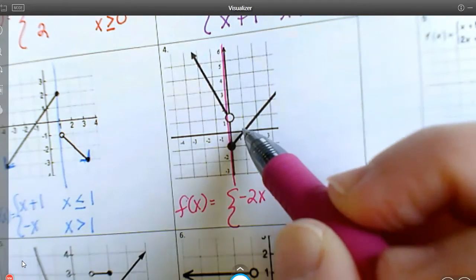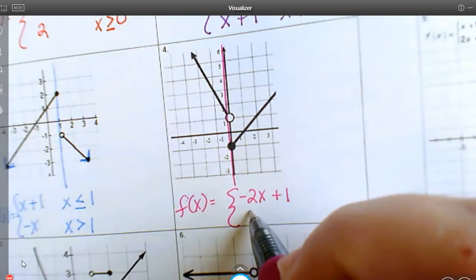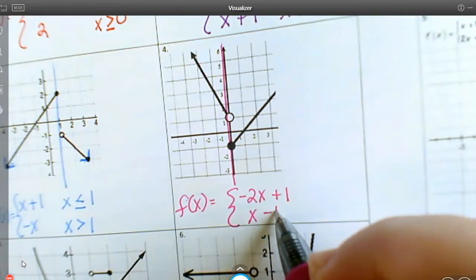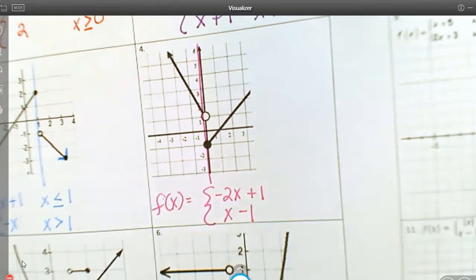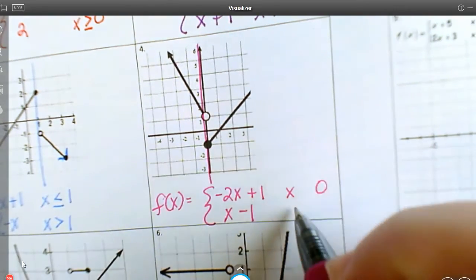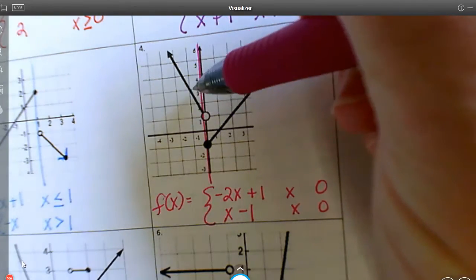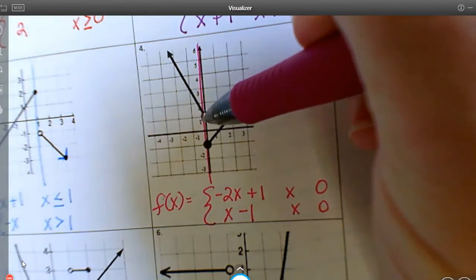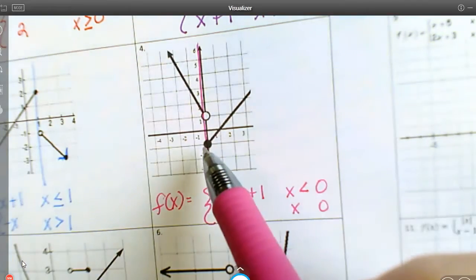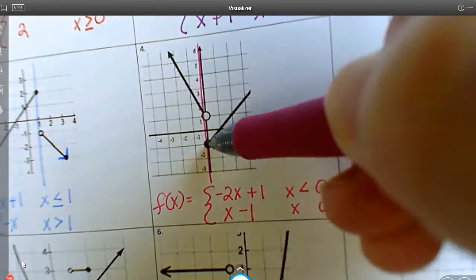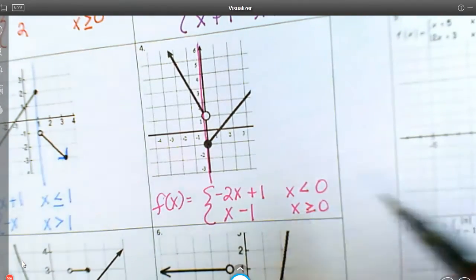Okay, this one is up 1 and over 1. So 1x crossing at negative 1. 0 is the place that it changes. This is the left side, and not equal because it's open. This one is the greater side and equal because it's closed.